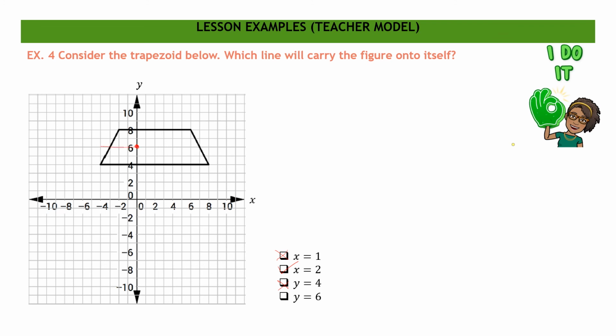Once again, a line passing through the y-axis at positive 6. And once again, as we can see, the vertices do not line up perfectly. These vertices are slightly off, so we know that y equals 6 again is not a reflection line that we can use to carry this image back onto itself. So as you can see, x equals 2 is our answer for this problem.